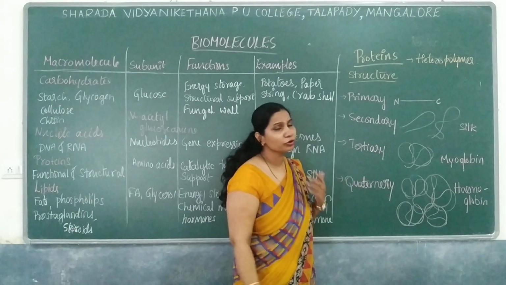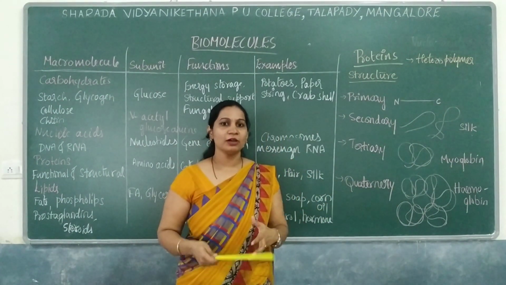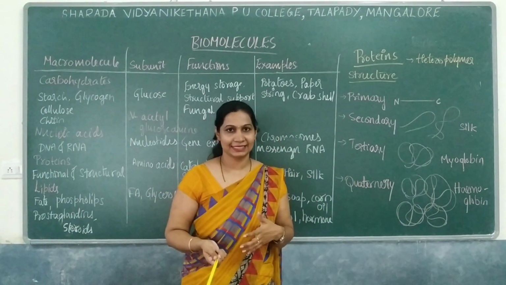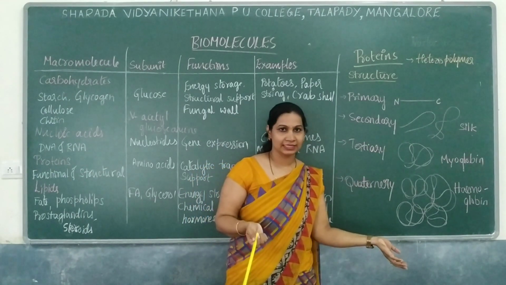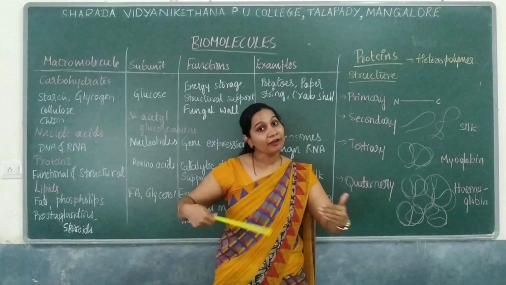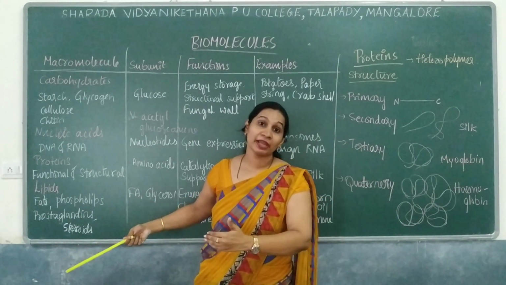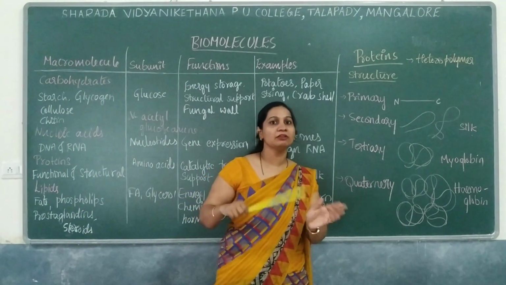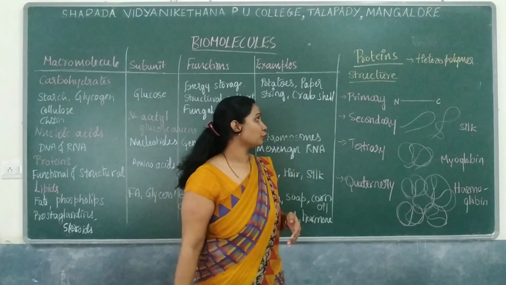What do you mean by heteropolymer? If I have an amino acid known as glycine, I have 100 glycines, it will never form a protein. So that should have different types of amino acids so that they will form different types of proteins.